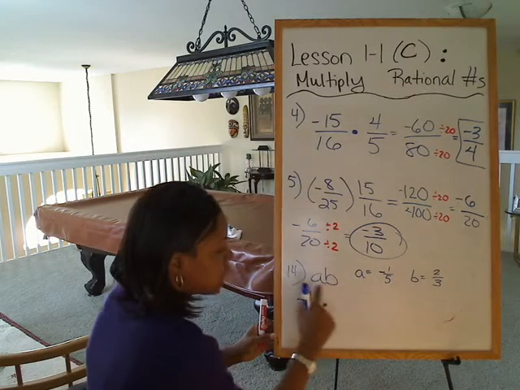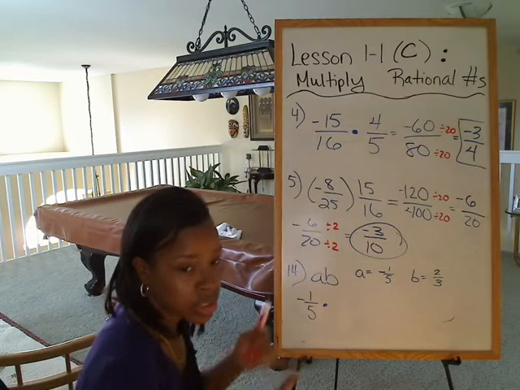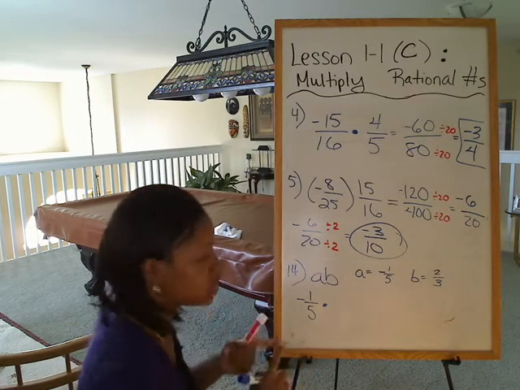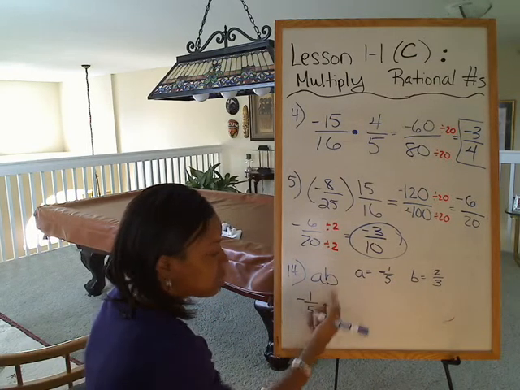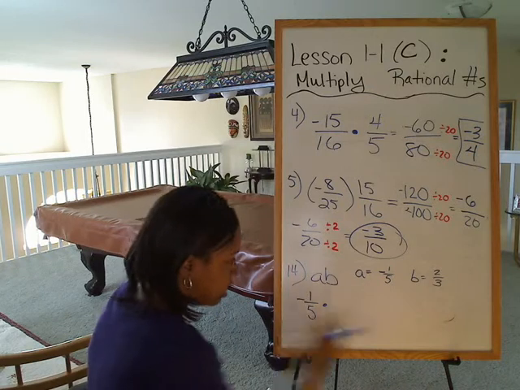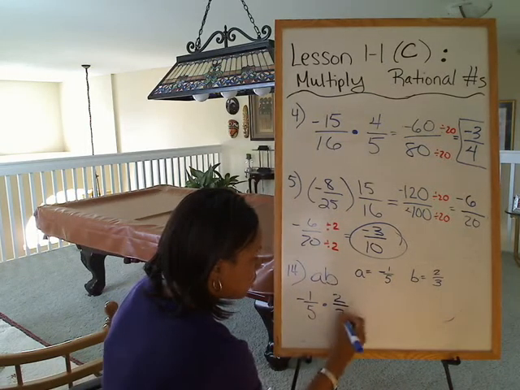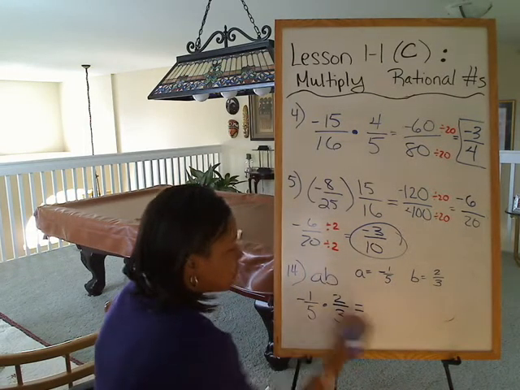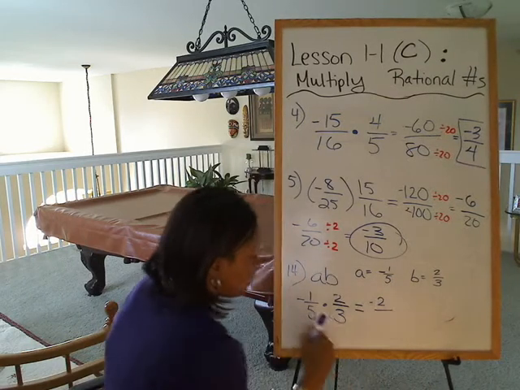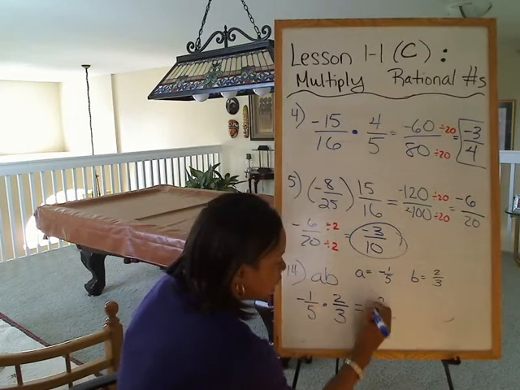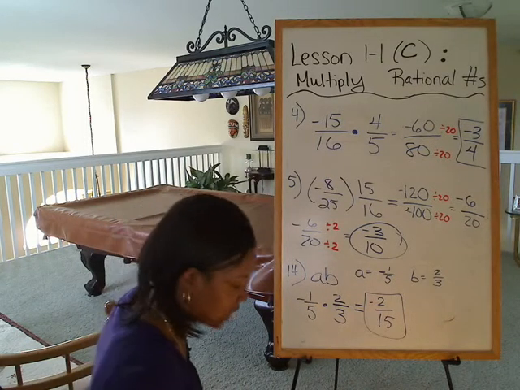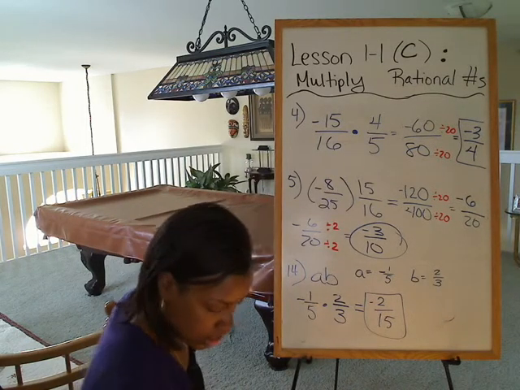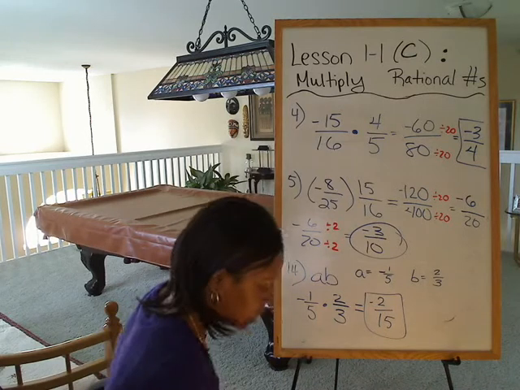This means multiply again. When there's no other operation, addition, subtraction, multiplication, division, these two variables A and B, that means A times B. Okay, so A times B. Negative 1 times 2 is negative 2. 5 times 3 is 15. It cannot be simplified, so you're done. You get negative 2 over 15.